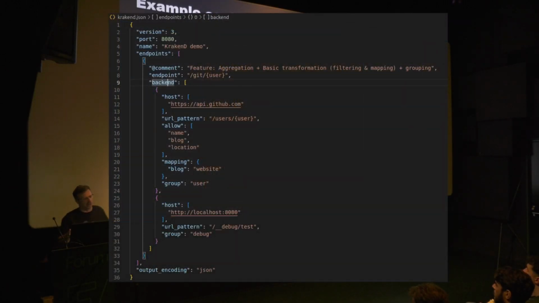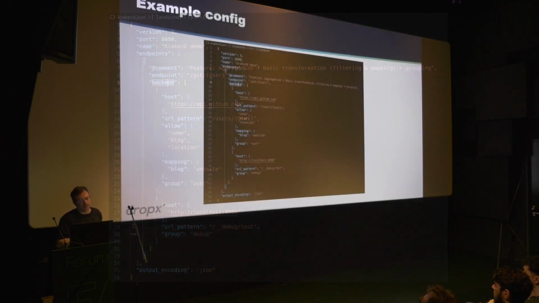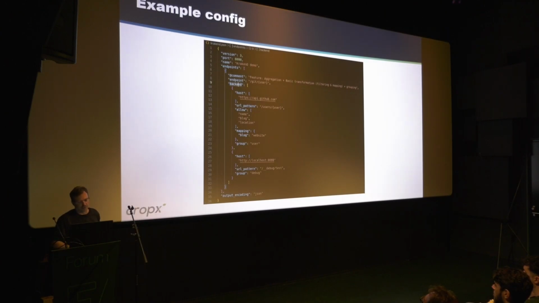So this is a small example configuration. KrakenD is a stateless application, so there's no database that you need to maintain. You just need to create a configuration of how your KrakenD should behave. It's in JSON. You can also use YAML, but JSON is the recommended format. So let me just take you through this. Just to give you an example, you have endpoints, so there's a list of endpoints.